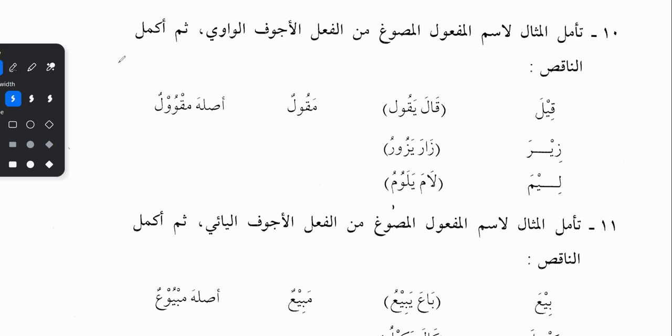So here you can see the question تعمل المثال لاسم مفعول. So we will now concentrate on making اسم مفعول. Before we made اسم فاعل, the one who does the action, and now we will do اسم مفعول, which means the object on which an action is being done. So this is actually the name of an object, and it is masugh, which means it is formed min fail ajwaf wawi.